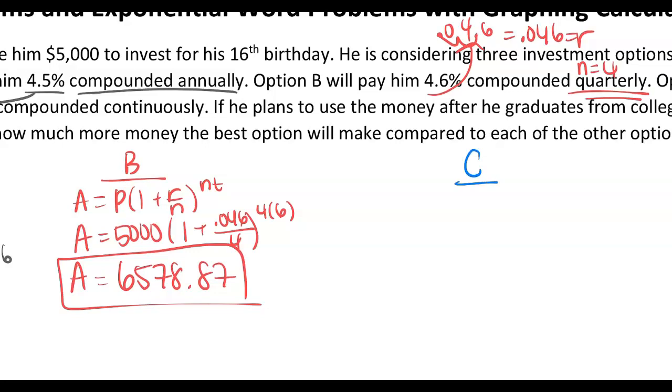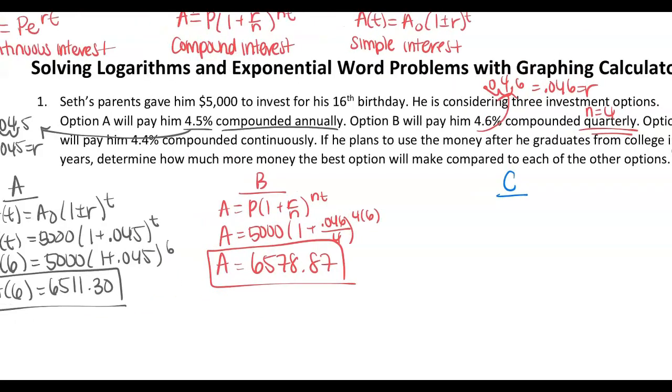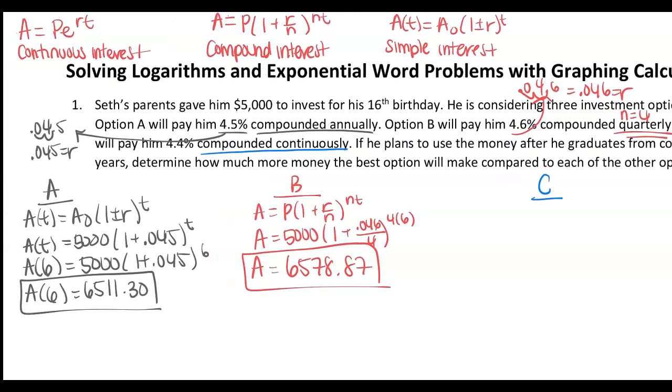For part C, let me zoom out just a bit, option C is for compounded continuously. Compounded continuously is that continuous interest that we have here. That's what we're going to use. So the only thing I really need to do is rewrite this 4.4 as a decimal.